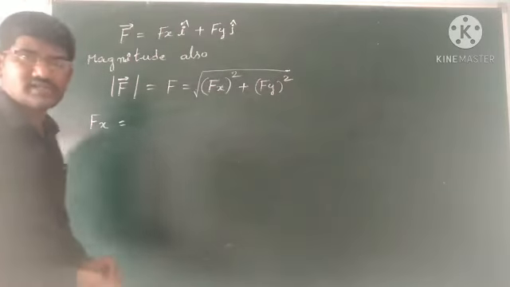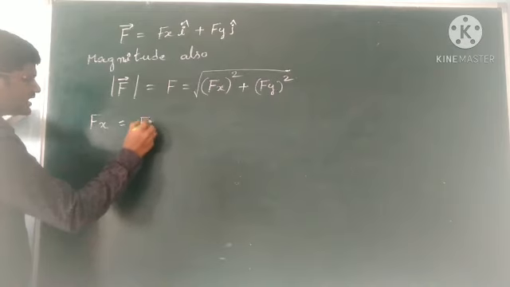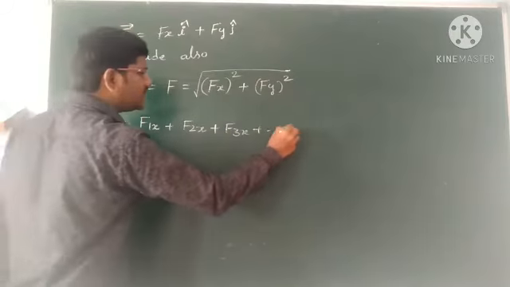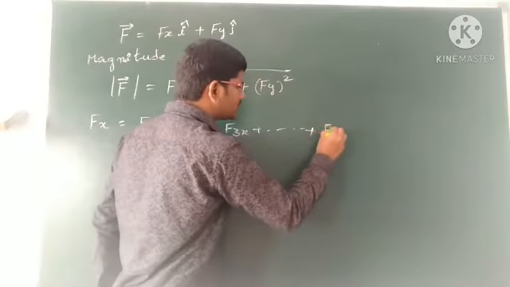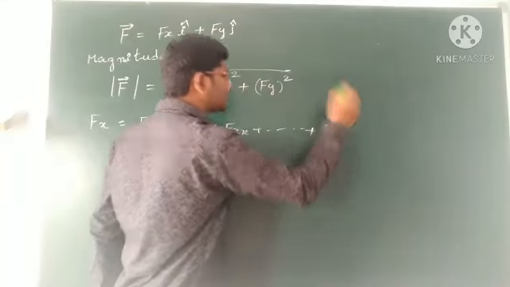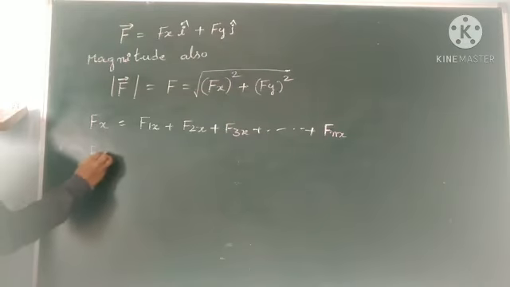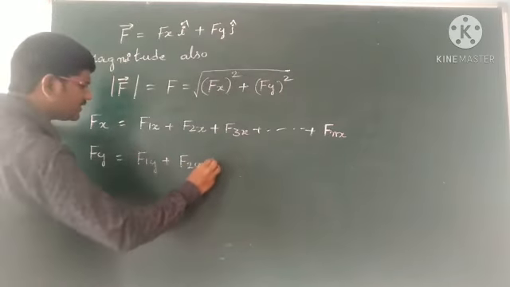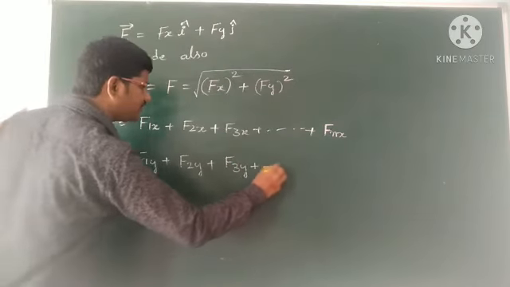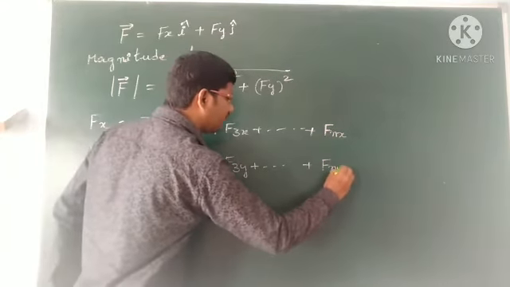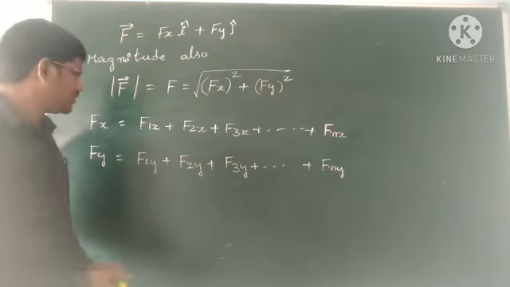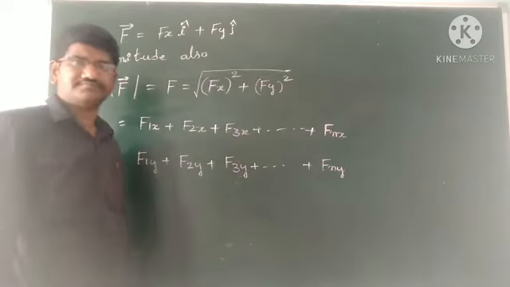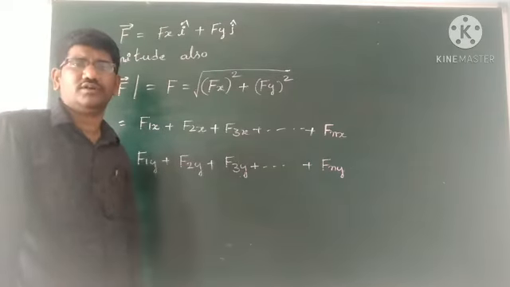And here Fx is equal to, some number of forces are there. Then Fx can be written as F1 x component plus second force x component plus third force x component plus so on, up to the nth force x component. Similarly the resultant force along the y-axis, Fy, is equal to F1y plus F2y plus F3y plus so on, Fny. So we are writing all the components here. Okay, students.